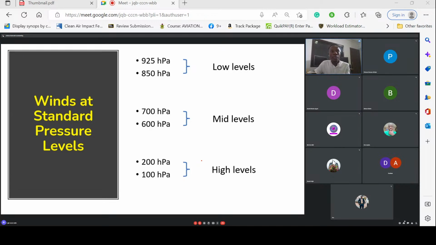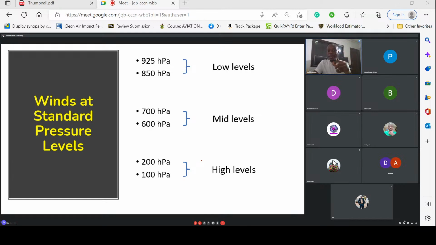But if you move to somewhere like Abetifi, which is a highland or high ground area, 925 may not necessarily be the low level wind. So in that instance, you could have the low level starting from 850 hectopascal. And so it depends on the area. If it's a high area, for instance, places in South Africa use 850 hectopascal as their low level wind because that's a high ground area. But for us in Ghana, we use 925 and 850 as our low level.